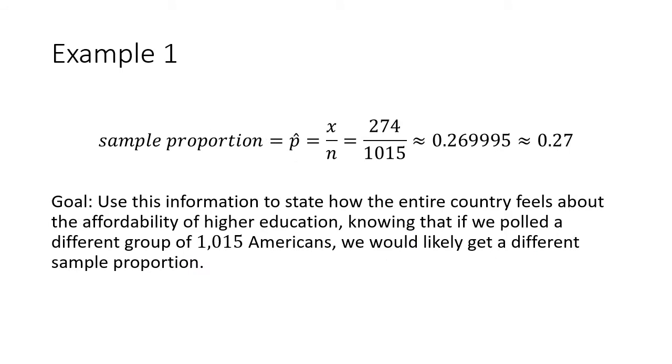So that's because our goal is to take that sample proportion and to come up with some sort of statement at the end that can describe how our entire country feels about the affordability of higher ed, with the knowledge that if we had asked a different group of 1,000 Americans, we're going to get a different percentage. You know, it's very unlikely that if we asked a different group of 1,015 Americans that exactly 274 would say yes to that question. We're probably going to get a different number. So how do we take into account that variability?